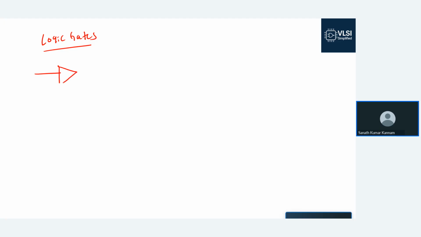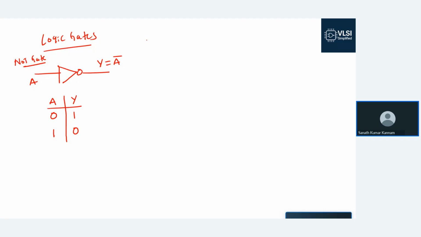The first one is the inverter, or NOT gate. This is the symbol for the NOT gate. We are giving A, Y equal to what? A bar. So what is the truth table? A and Y. We are giving 0, we are getting 1. We are giving 1, we are getting 0. This is about the NOT gate.